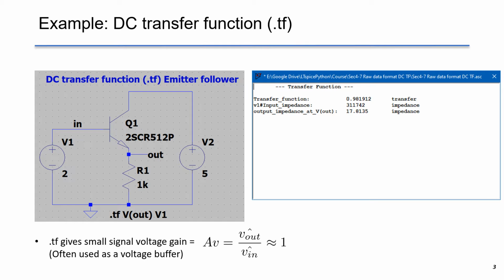This is an emitter follower using a NPN transistor. I will go to LTspice just in a minute. The syntax is .tf Vout Vin. TF means transfer function. Remember, we are looking at the small signal. The voltage gain A sub V will be Vout hat over Vin hat, which is about 1. The hat is the symbol of small signal variation. Now let's go to LTspice.